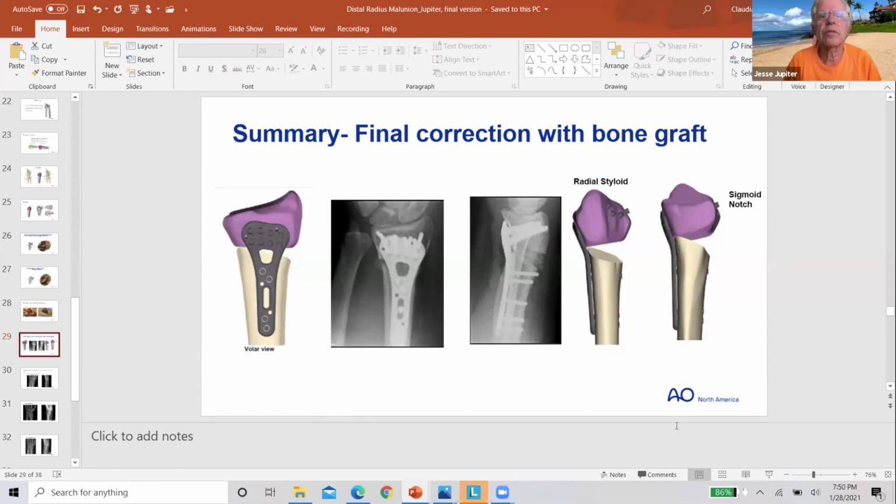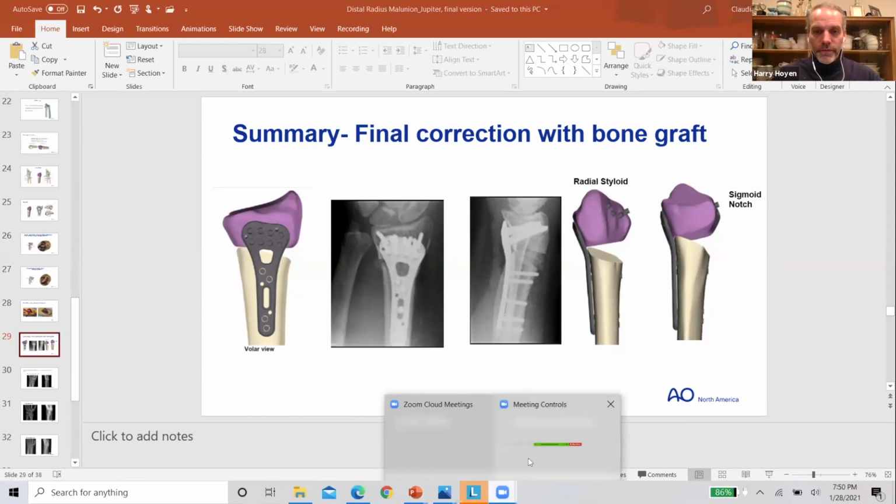I did have one question about the use of external fixator as a distraction device intraoperatively. Have you had experience with that? Only occasionally, not so much in the distal radius. I haven't needed it, but it certainly is something that we can use if necessary.